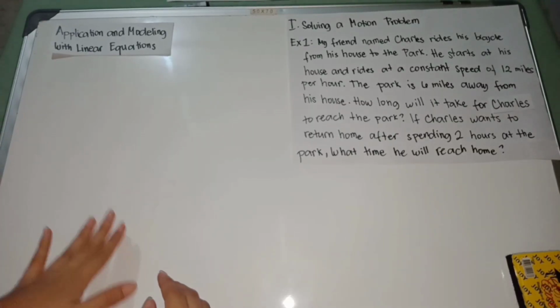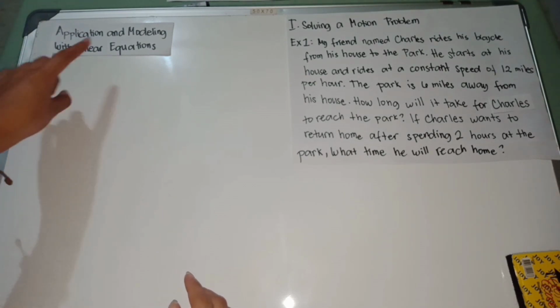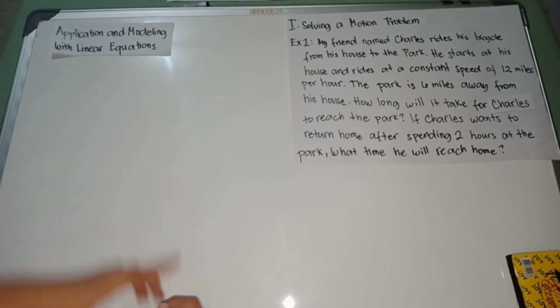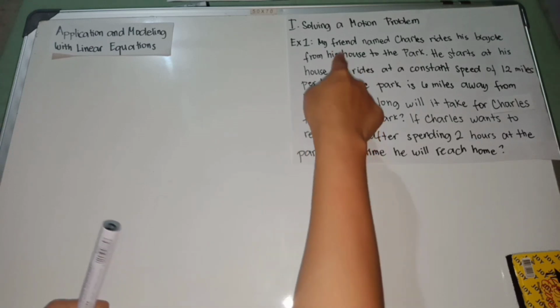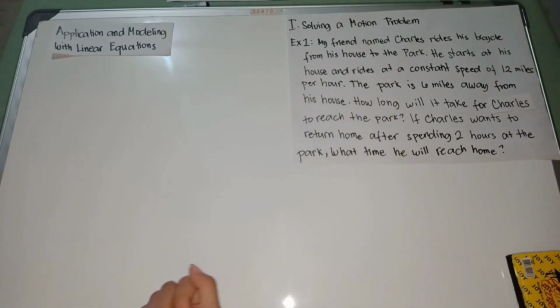In this video, we will use the application and modeling with linear equation for solving motion problems. Our problem is that my friend named Charles rides his bicycle from his house to the park. He starts at his house and rides at a constant speed of 12 miles per hour. The park is 6 miles away from his house. How long will it take for Charles to reach the park?